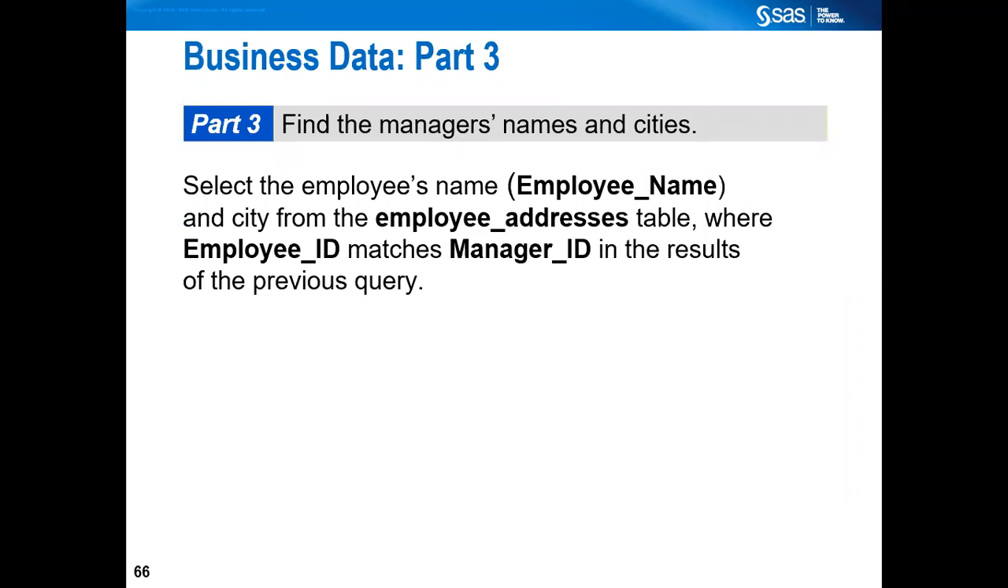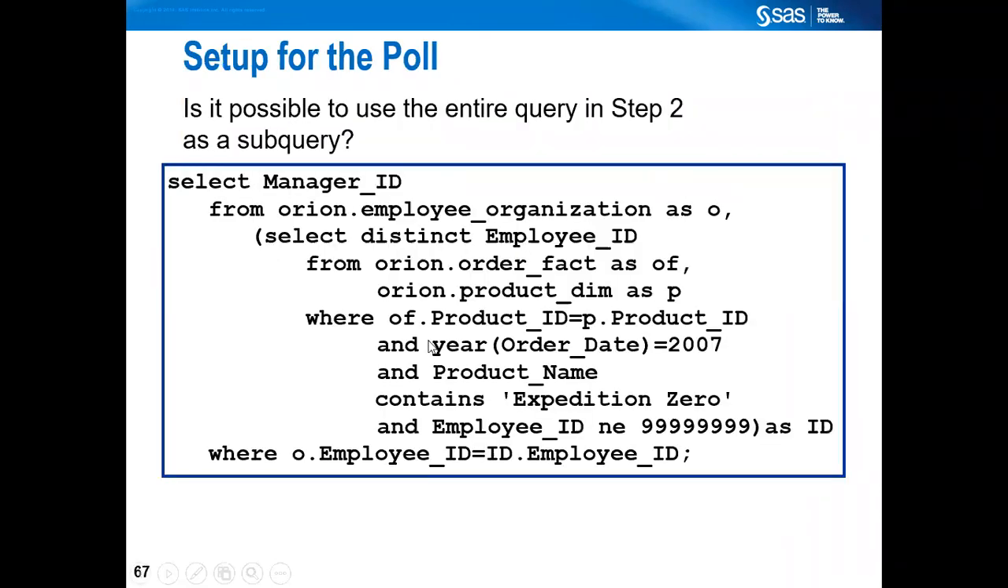Select your employee's name and city from your employee address table where employee ID matches your manager ID. Why? Because manager ID is actually an employee of the organization. Obviously, he is going to have his employee ID in this address table. That is what you are doing now, where manager ID.